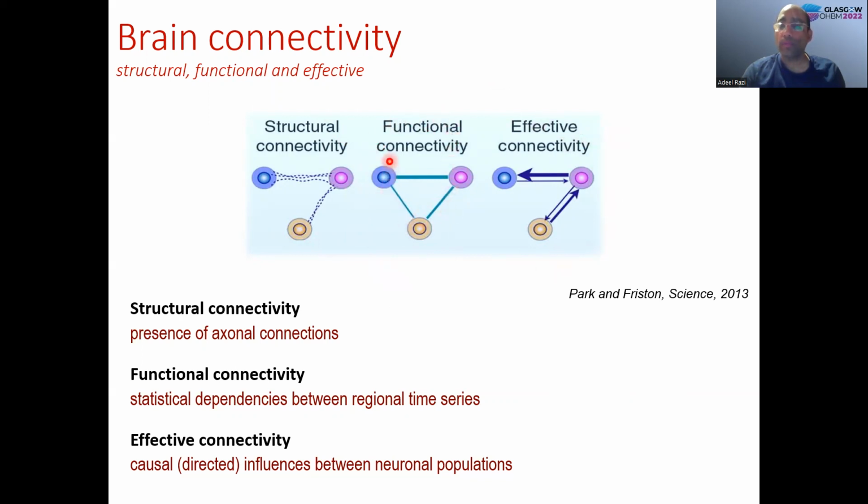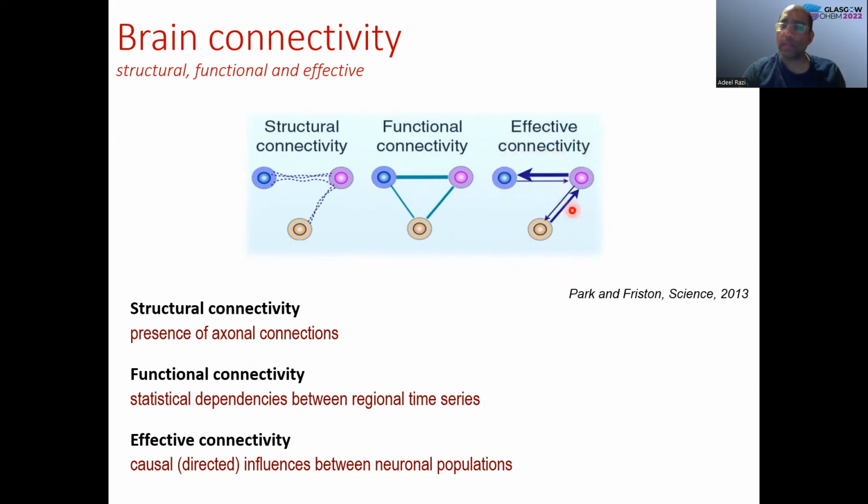One of the most widely used connectivity types is functional connectivity, which we define as statistical dependencies between regional time series. Here we have 3 brain regions or 3 brain time series, and we look at the correlation between them essentially. By definition, these correlations are undirected. And then the third type of connectivity is the effective connectivity.